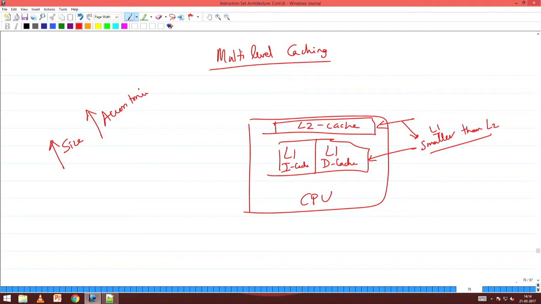So I will have that 10% instruction, that amount of things would be there in the L1 cache. But then the L2 cache would be much larger than this L1 cache. It can store much more data, okay. So this is multi-level caching. Now what will happen to AMAT?